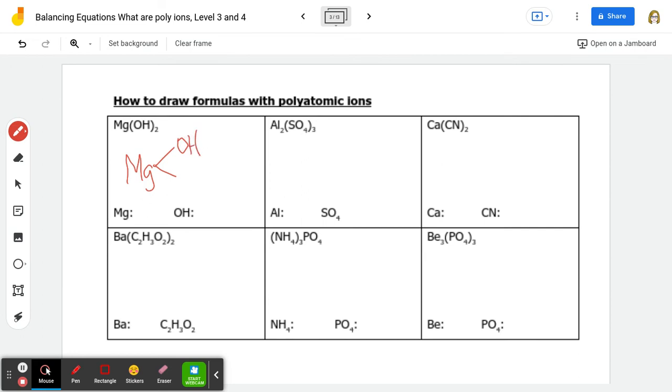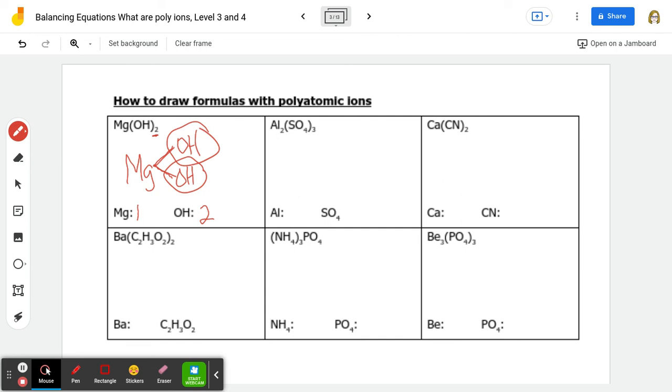So when you see parentheses, the number outside the parenthesis is going to tell you how many branches to draw. Because of that 2, that's why I'm drawing this with 2 branches. And then down at the bottom is where you're going to do your inventory. So that means I have 1 Mg and I have 2 groups of OH.